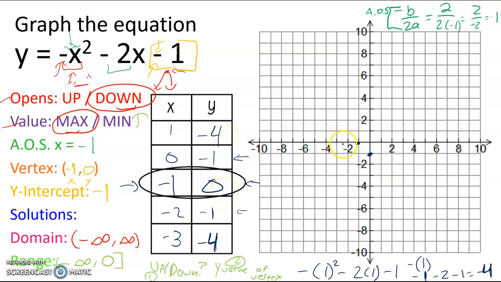Let's go ahead and graph it. So I got my 1. Then we go 1 over, 1 here, down to -4 there. Got -2, -1. I go over to -2, down to -1. -3, -4 on the bottom here. I'm going to go to -3 here, and then down to -4 there. Connect my dots. And not the best looking parabola in the world, but yeah.